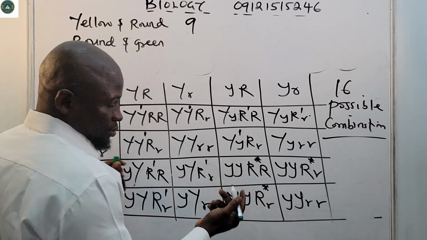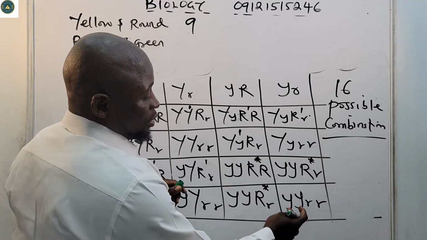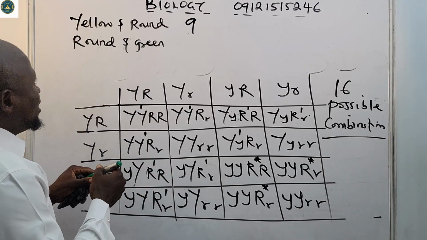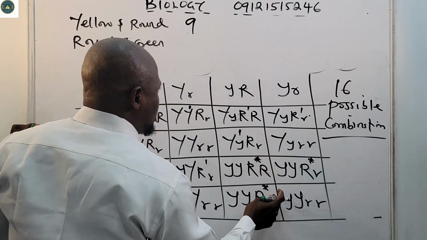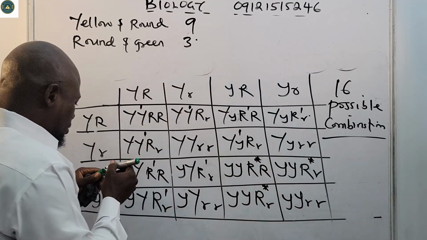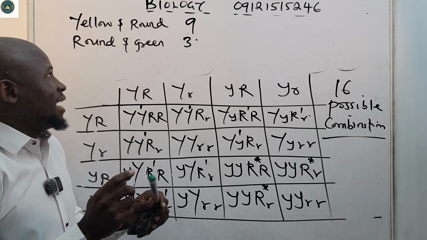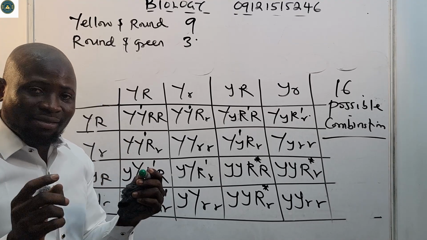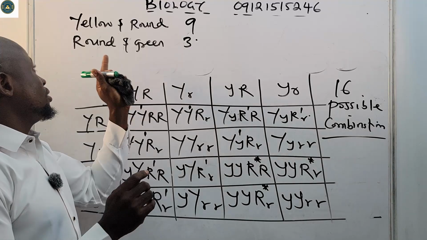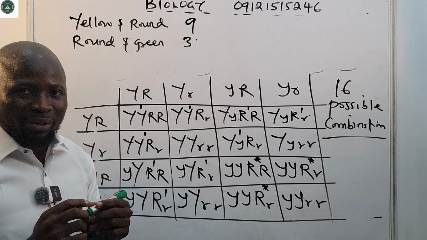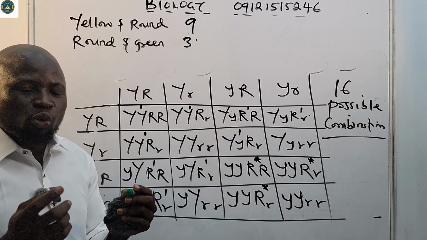Is this green and round? No, this is what? Yellow. So this was green and wrinkled. So how many green and round did we see? Round and green. Okay, 1, 2, 3. Okay, so now I'll be able to successfully find yellow and round, and then I've seen round and green. Yellow and round is 9. We'll find 9 combinations. Round and green, we'll find what? 3 combinations. So now let us look for wrinkled and yellow.